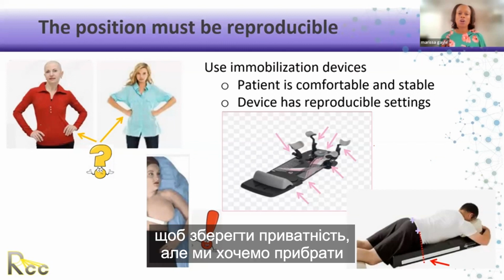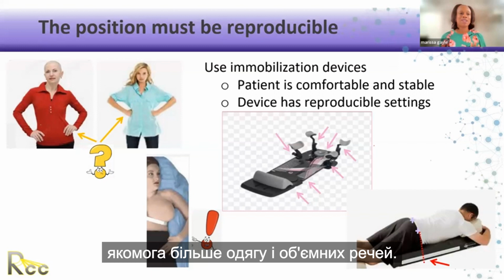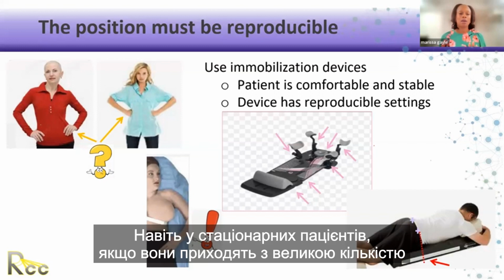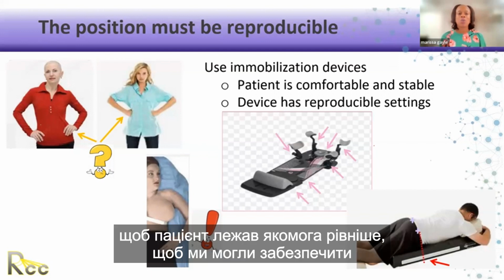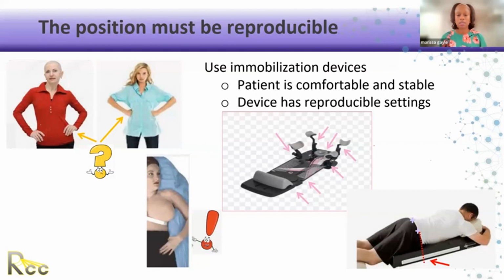We'll make sure that they're covered to maintain modesty, but we want to get as much clothing and bulk out of the way. Even with inpatients, if they come down with a lot of sheets and chucks underneath them, we try to take as many things out so the patient is as flat as possible, so that we can ensure that the position can be duplicated.